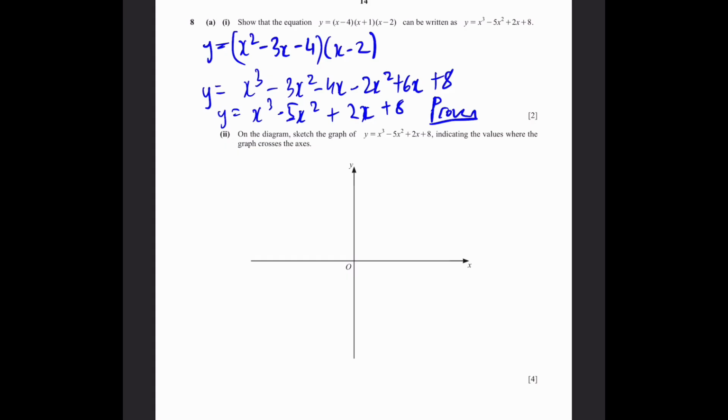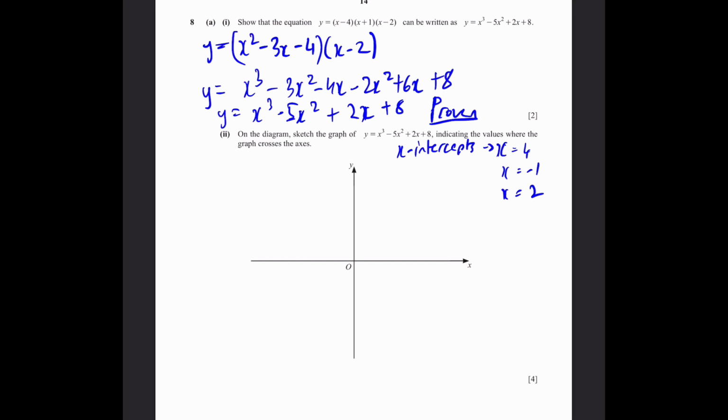Part 2. On the diagram, sketch the graph of y equals x cubed minus 5x squared plus 2x plus 8, indicating the values where the graph crosses the axis. So first, let's find the x and y intercepts. So the x intercepts will be x equals 4, x equals minus 1, and x equals 2.